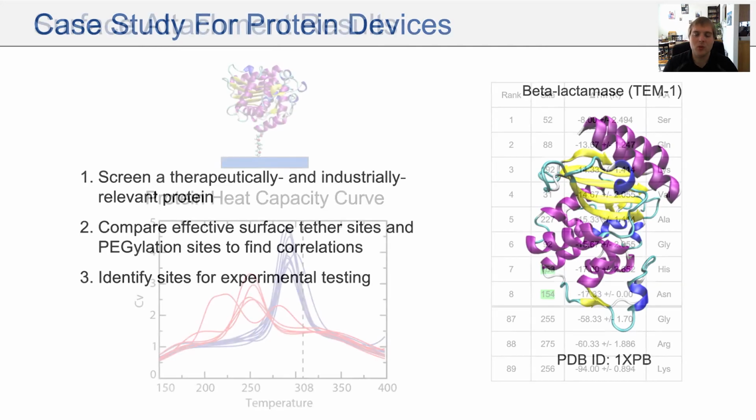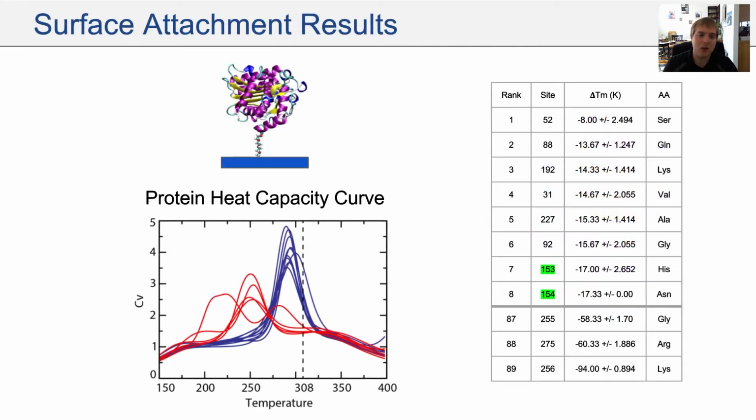We screened, or performed replica exchange on, all 89 surface accessible sites on TEM1 that would not impede active site function. Depicted here are key results for tethering. The table has the numeric ranking of the best and worst performing sites. I've highlighted sites 153 and 4 as they perform well for both tethering and pegylation, as we will see shortly.